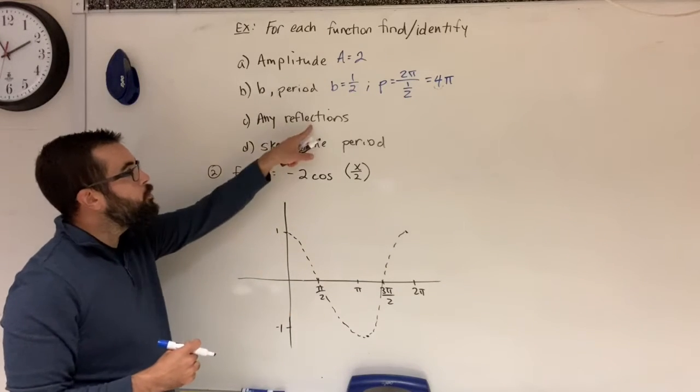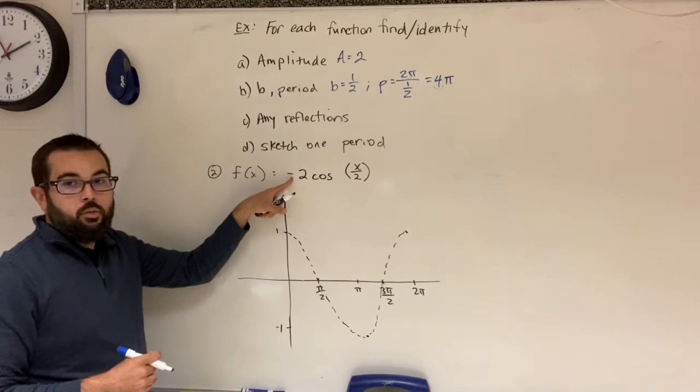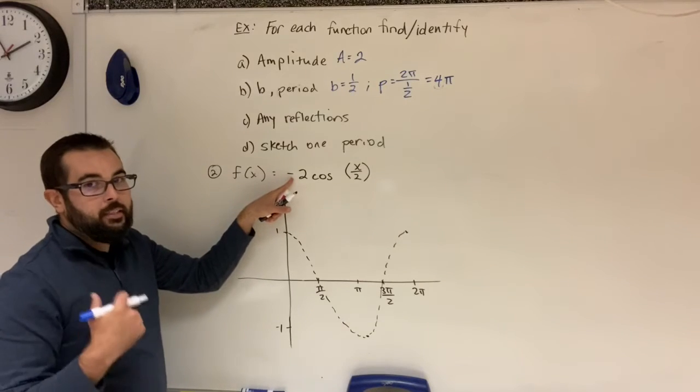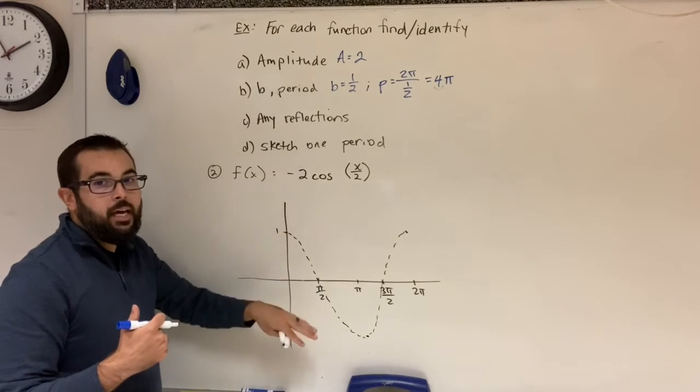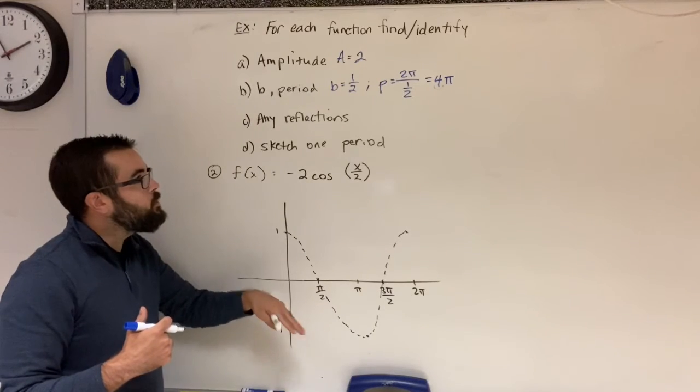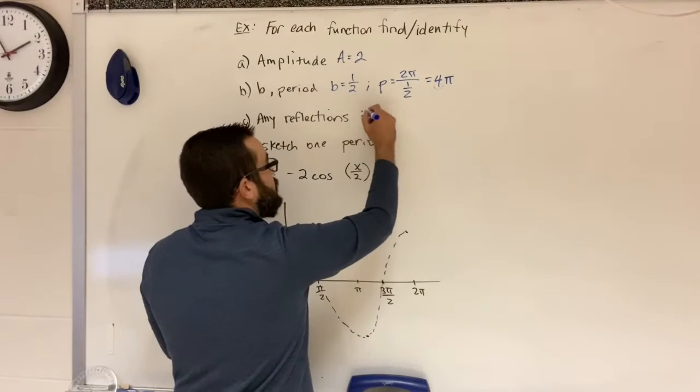All right, are there any reflections? So you look for negatives. This reflection, if you go back to algebra 2, this is a reflection over the x-axis. All right, so it reflects over the x-axis.